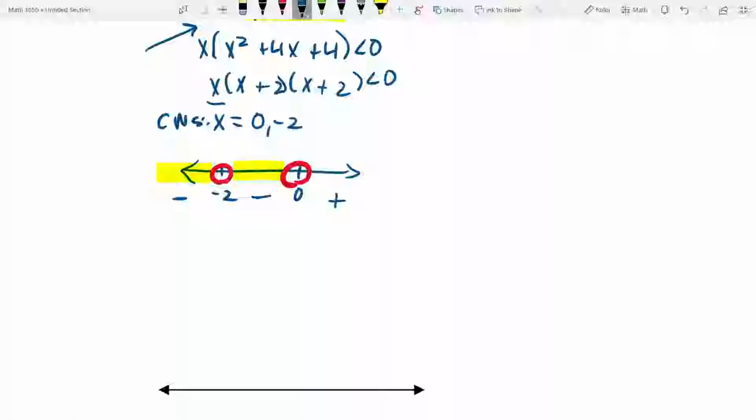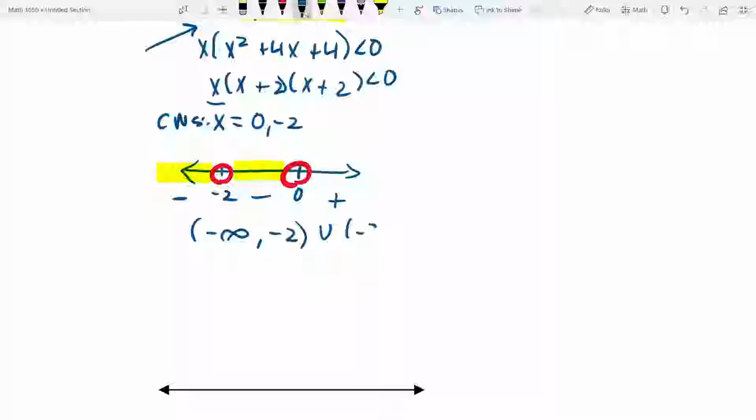Okay? Interval form, -infinity to 0 with a parenthesis. No. That's not true. Why not? Because you have open circles. Open circle on the 2, right? So we're going to say -infinity to -2 with a parenthesis.